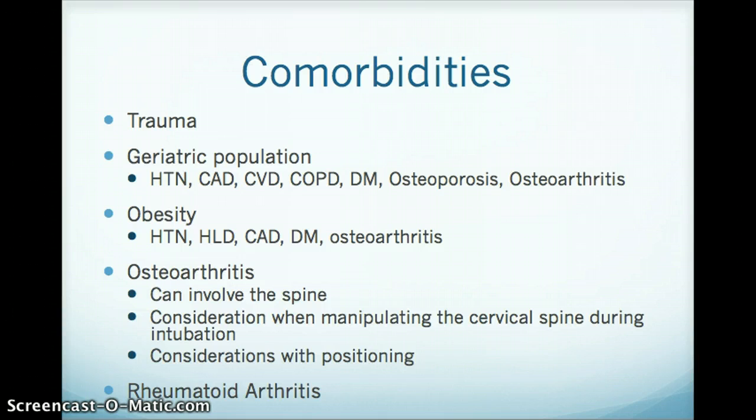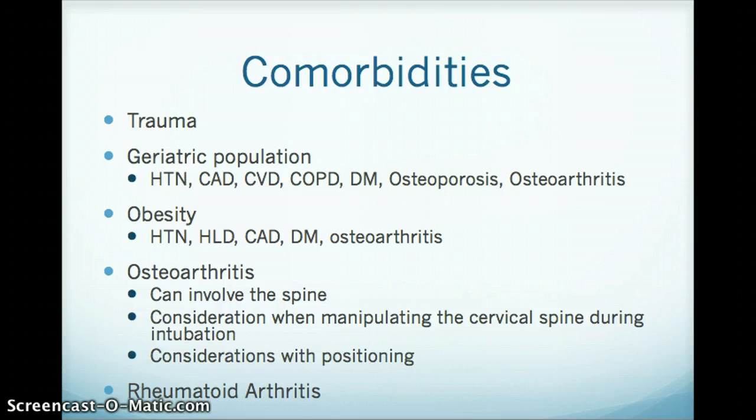The geriatric population is associated with many comorbidities. These include hypertension, coronary artery disease, cerebral and peripheral vascular disease, chronic obstructive pulmonary disease, diabetes, osteoarthritis, and osteoporosis. It is common for these obese populations to have joint replacement surgery. Obesity is associated with hypertension, hyperlipidemia, coronary artery disease, diabetes, and osteoarthritis. Osteoarthritis can involve the cervical spine and should be considered when manipulating the head and neck during intubation. It can also cause some challenges with positioning the patient on the table.